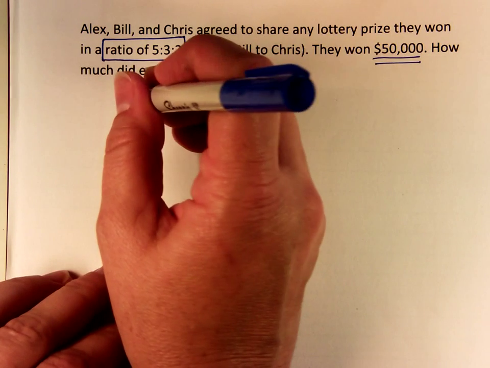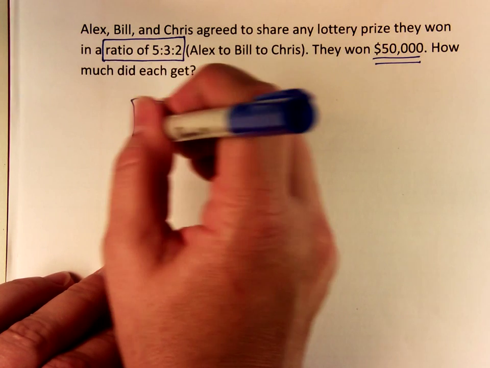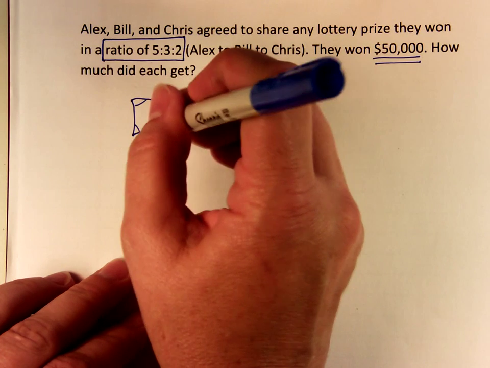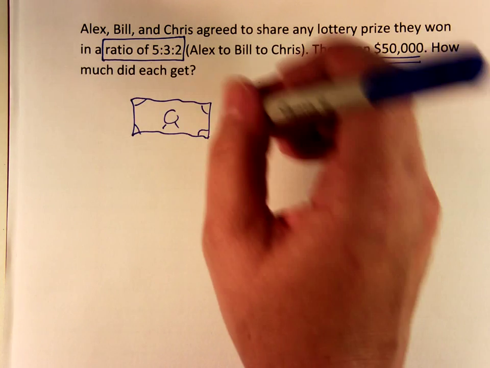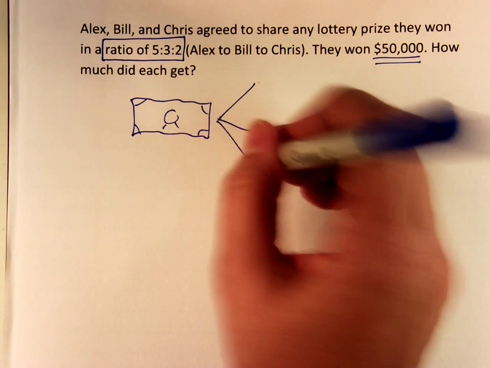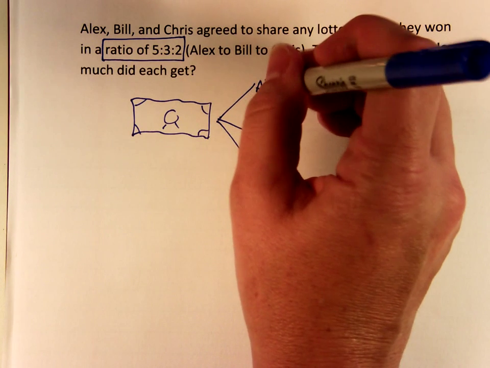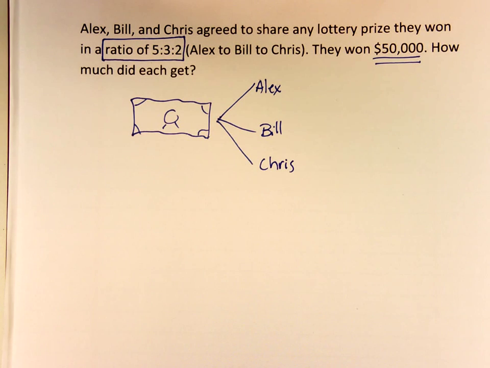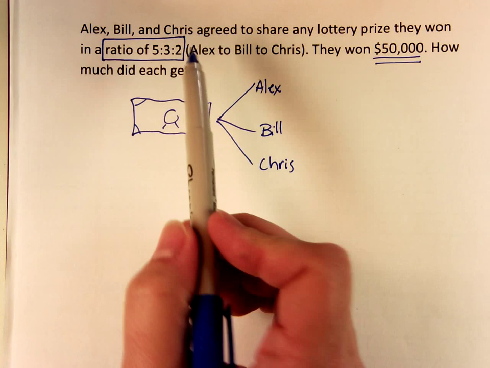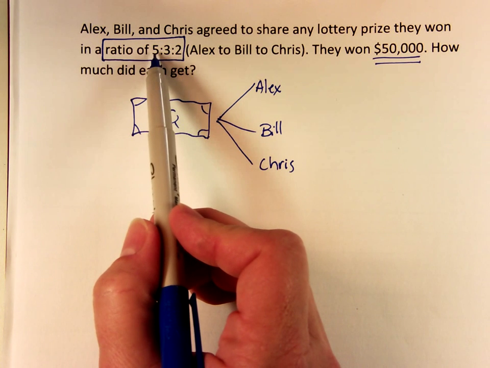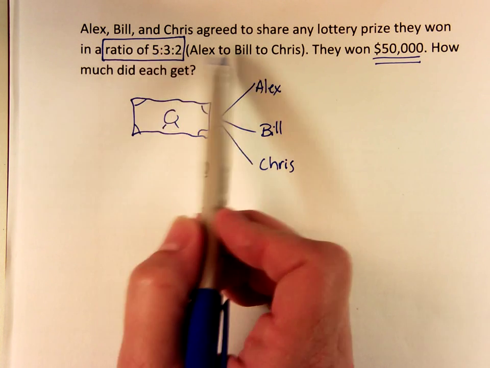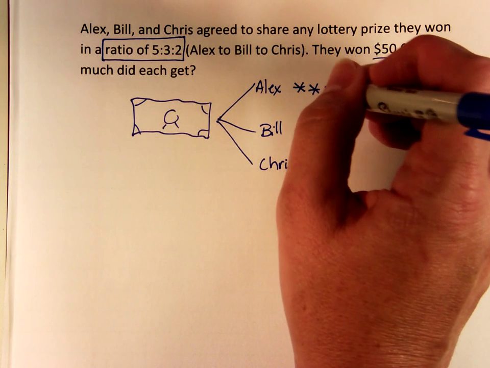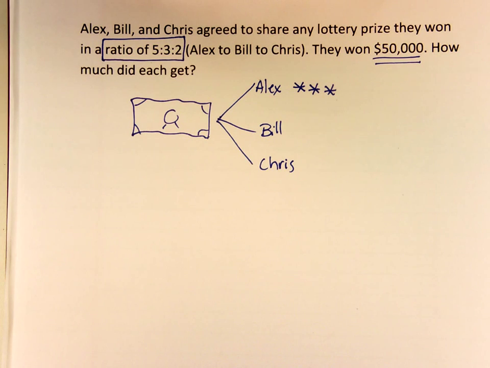So how could I visualize this? Maybe drawing some money? Okay, and it's shared between 3 people. 1, 2, 3. It's shared between Alex, Bill, and Chris. Now, who gets the most? Remember, Alex got the ratio of 5. His number was 5. Bill got 3 and Chris got 2. So Alex has the most. He's got the most parts of the ratio. Okay.